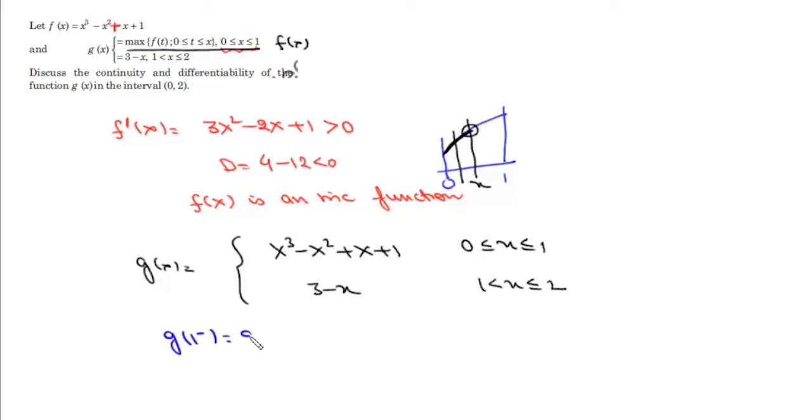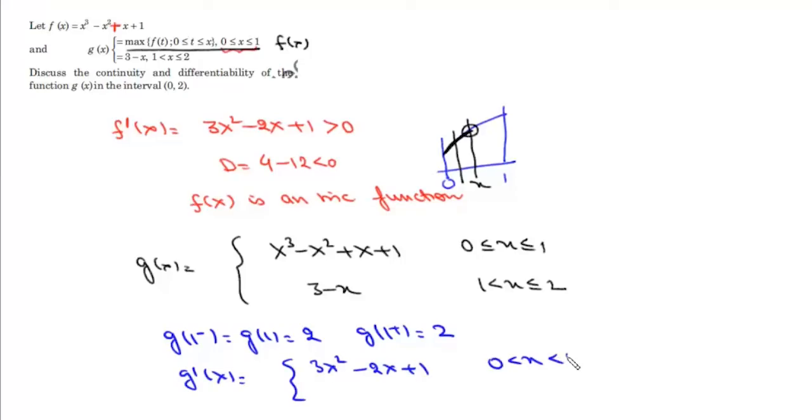Now g1 negative is equal to g1, and it will be 1 minus 1 0, and it will be 2, and g1 positive is 3 minus 1, which again is 2. Now if we find g dash x, it will be 3x square minus 2x plus 1 when x lies between 0 and 1, and it is minus 1 when x lies between 1 and 2.